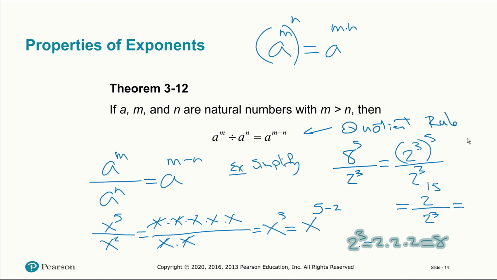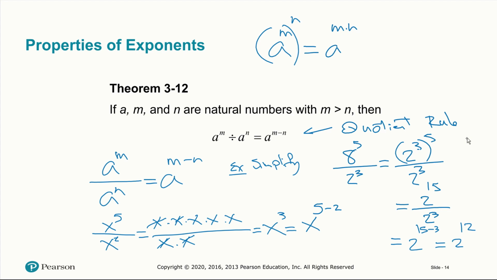Let me erase this real quickly. And we're going to end up with 2 to the power of 15 minus 3, which is 2 to the power of 12.